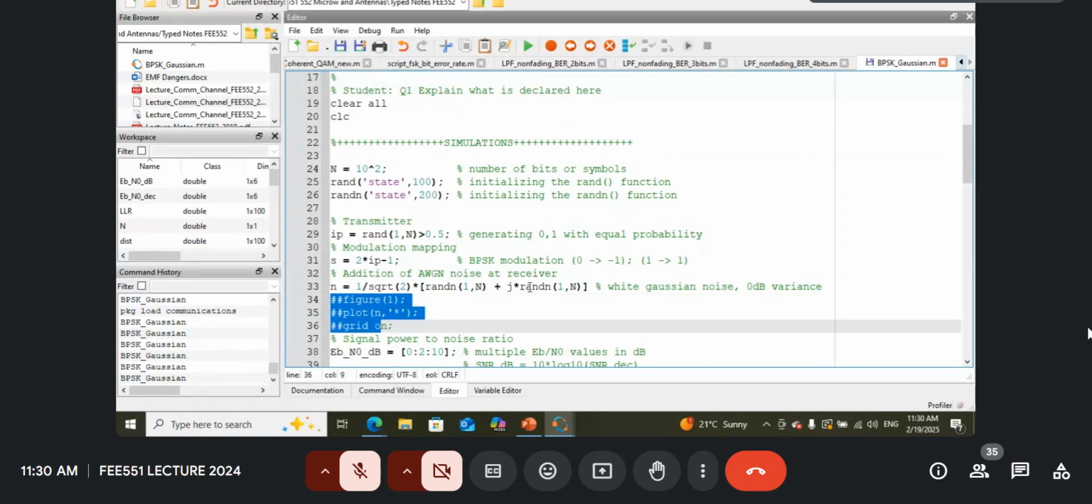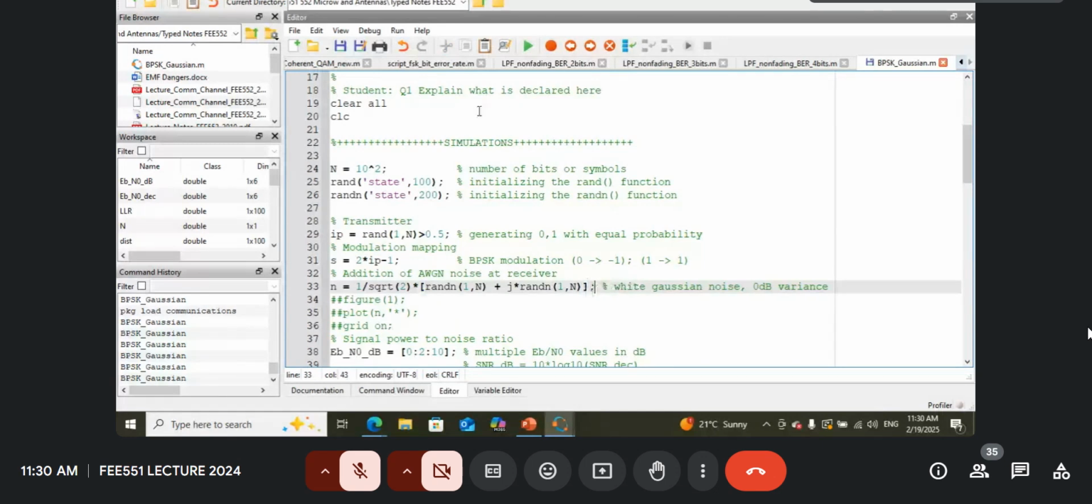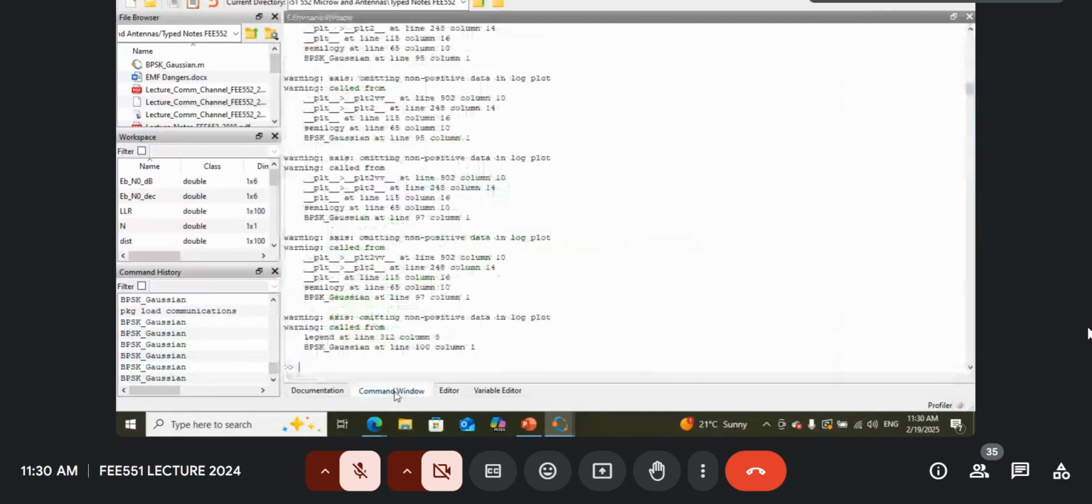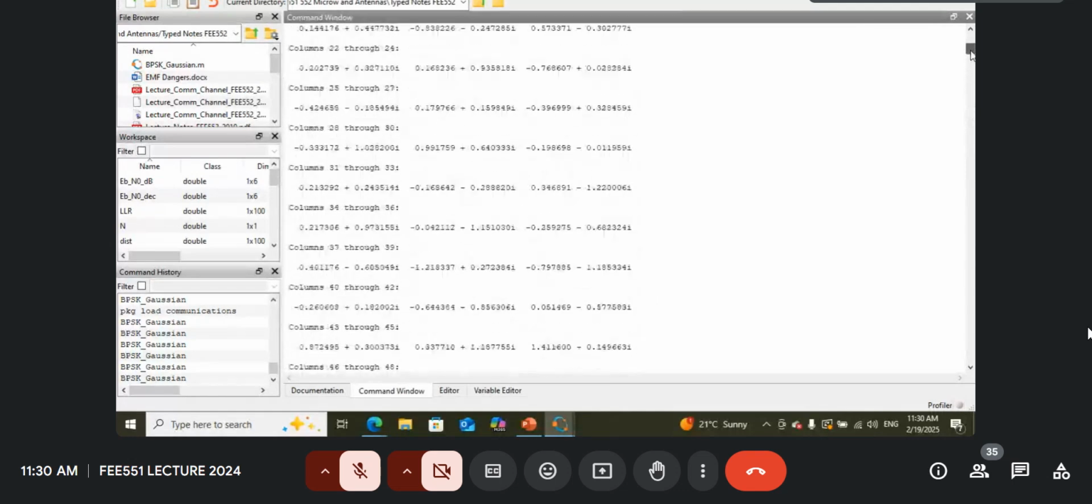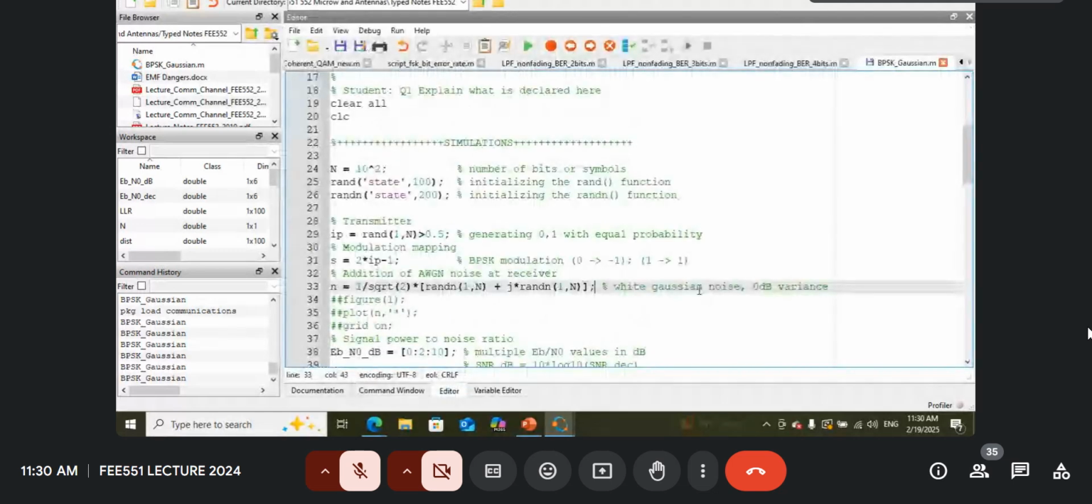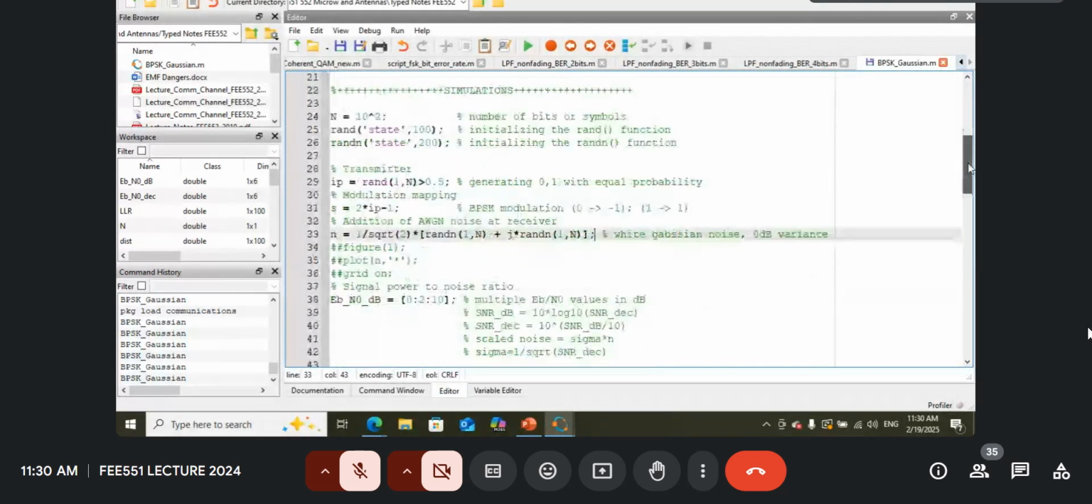You can do it at your own time. Now I have to, because if you don't have this semicolon here, then if you go to the command window, you'll find those numbers there. It will fill up your window with all those numbers. So the semicolon closes this output. Right. So that's how random the noise is.